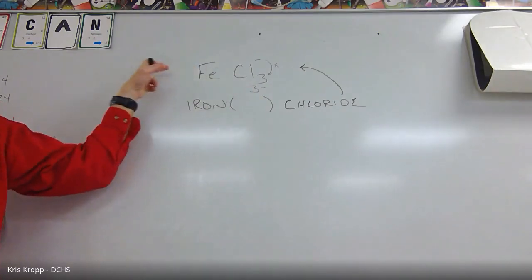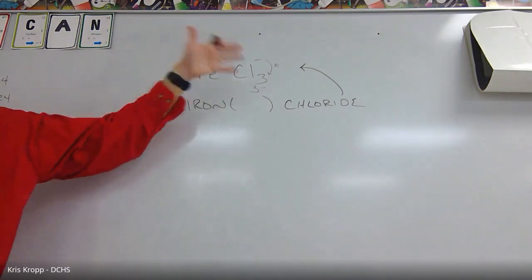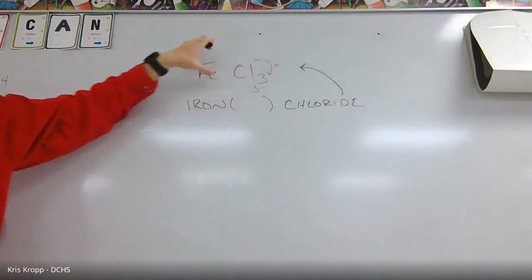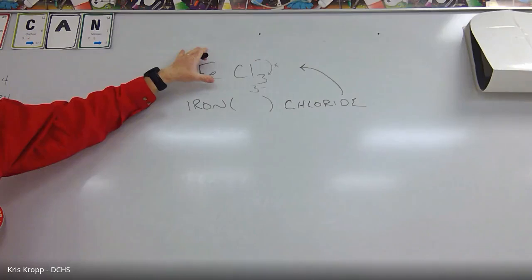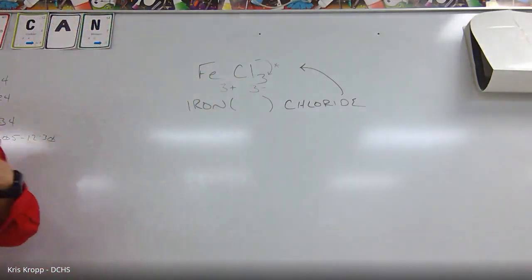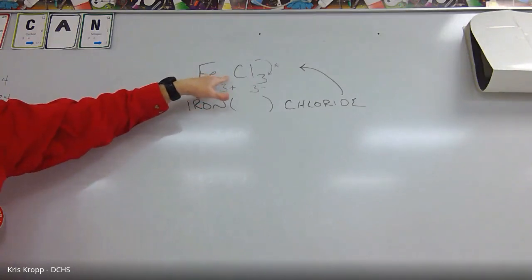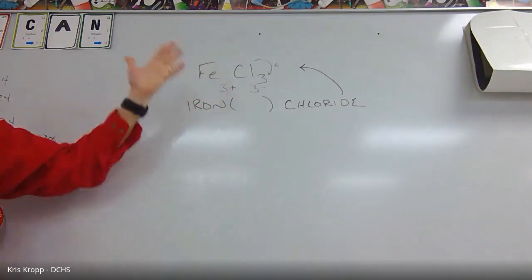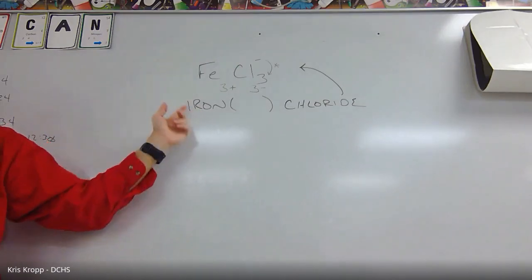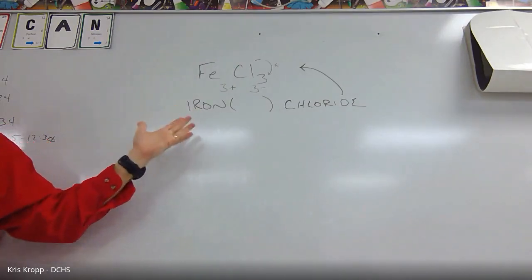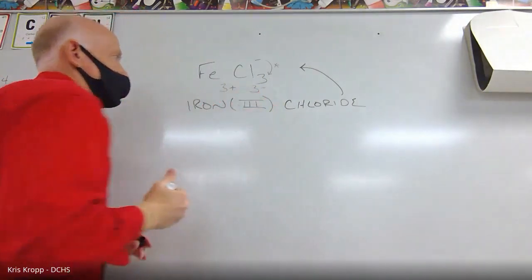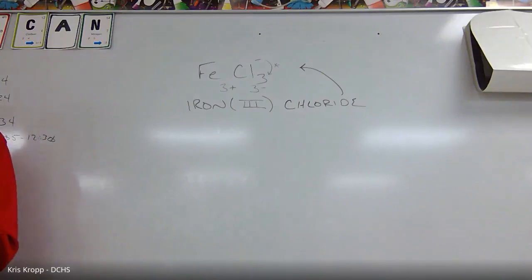Now, in order for the formula unit to be valid, the charges have to balance out, right? So if this is -3, this has to be +3. Okay? Do I have a subscript here? No, that means that this iron then contributed the entire charge. So the charge of this iron ion is +3. Okay?